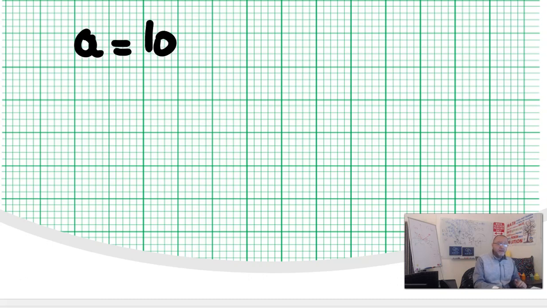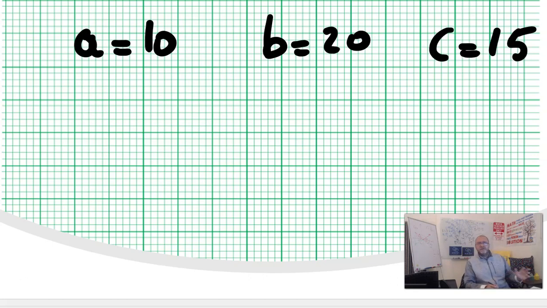Well, let's make B now bigger. Let's make B 20. And let's make C 15. So I know three sides, it's very easy now. I understand this law of cosines. Let me go ahead and use it.